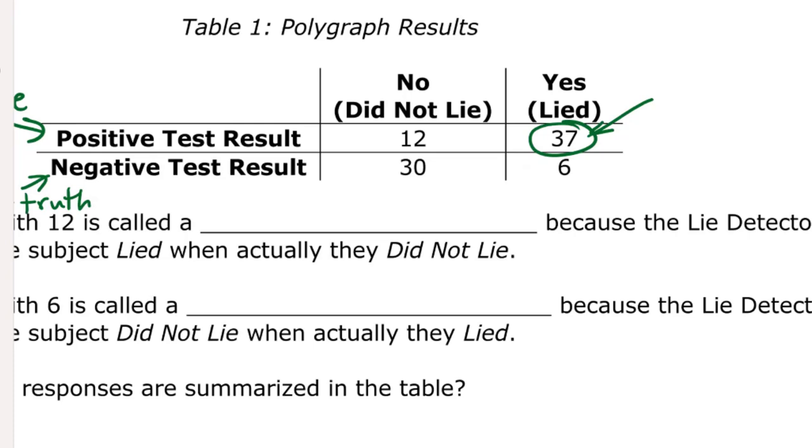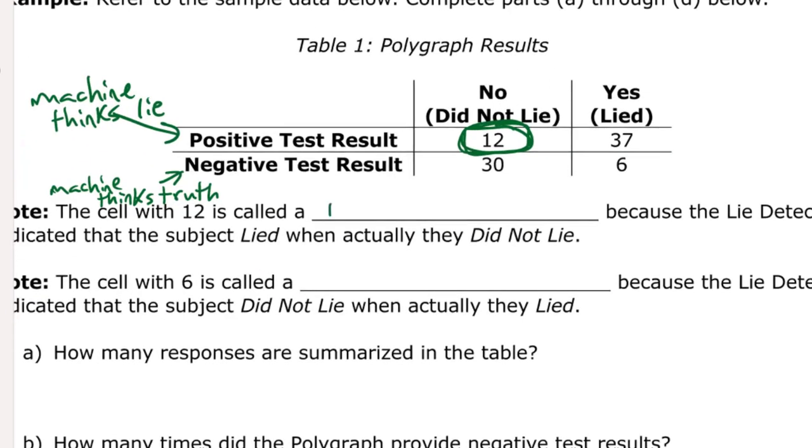There are, though, these 12 people beside those 37. What is actually going on with those people? Well, those 12 people didn't lie. They told the truth. But when they were hooked up to the machine, the machine actually thought it was a lie. So this is what we call a false positive, because the lie detector detected a lie when they actually told the truth. That's a type of error, our type 1 error. If you have that value being too high, you probably have to recalibrate your machine or do something different, like maybe use a different machine. You can't have that number being too high.